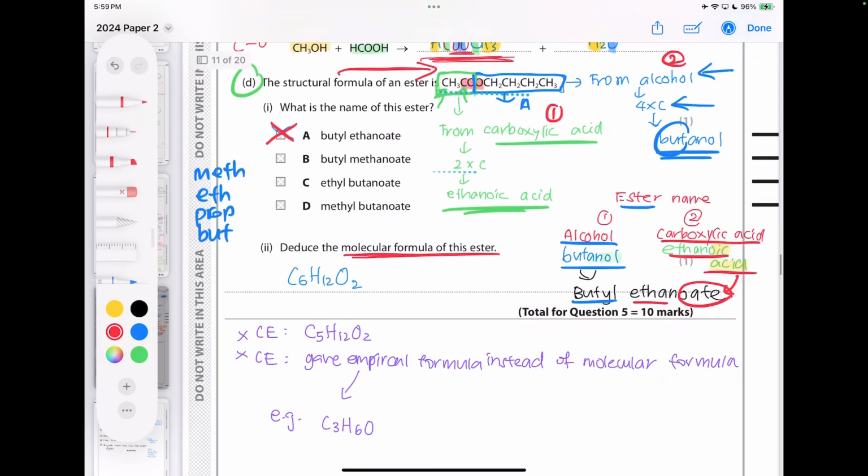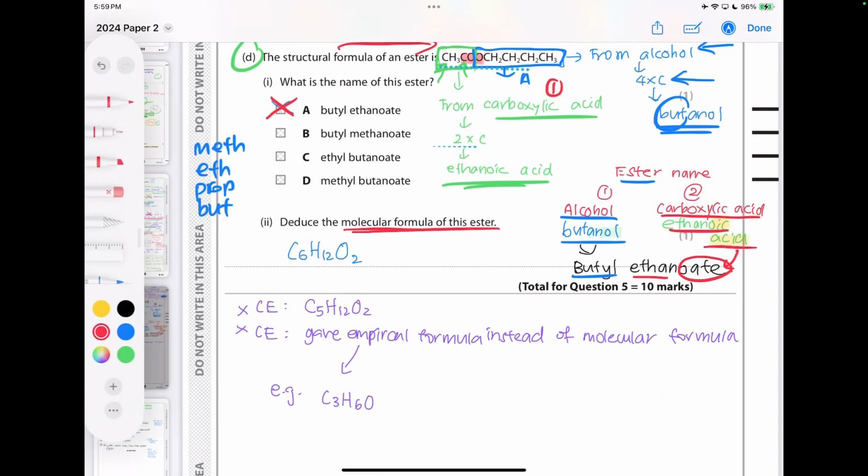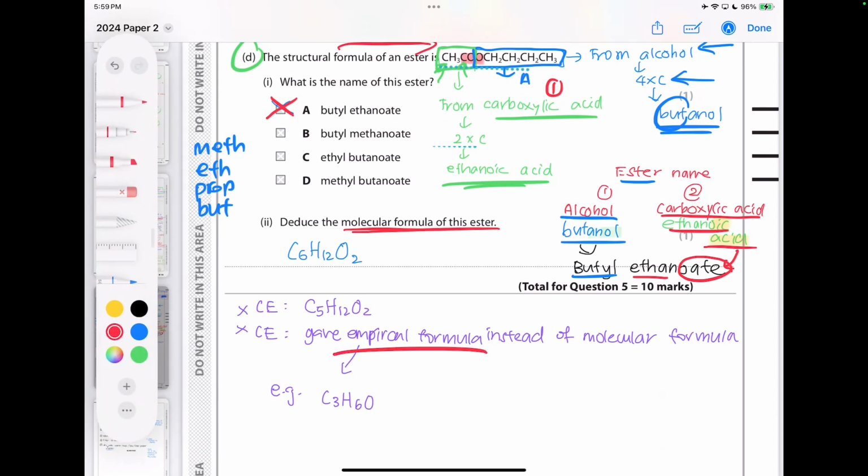What are some common errors that students tend to write here is they miscount the number of C's, or they give the empirical formula instead. Empirical formula is what we call the formula of the simplest ratio. So in this case, if you simplify it, it becomes C3H6O, and that shows a misunderstanding of the concept. You will not get any marks here.